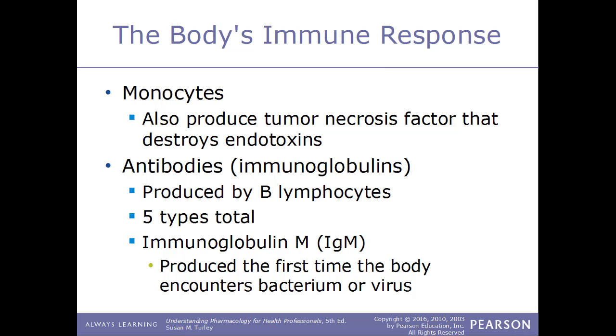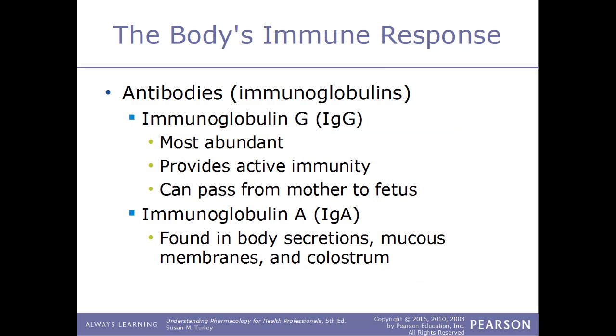The first one, immunoglobulin M, or IgM. This is produced the first time the body encounters a bacterium or a virus. Another kind is IgG, immunoglobulin G, and this is the most abundant type of antibody. This will provide for active immunity. And it's also capable of being passed from mother to fetus.